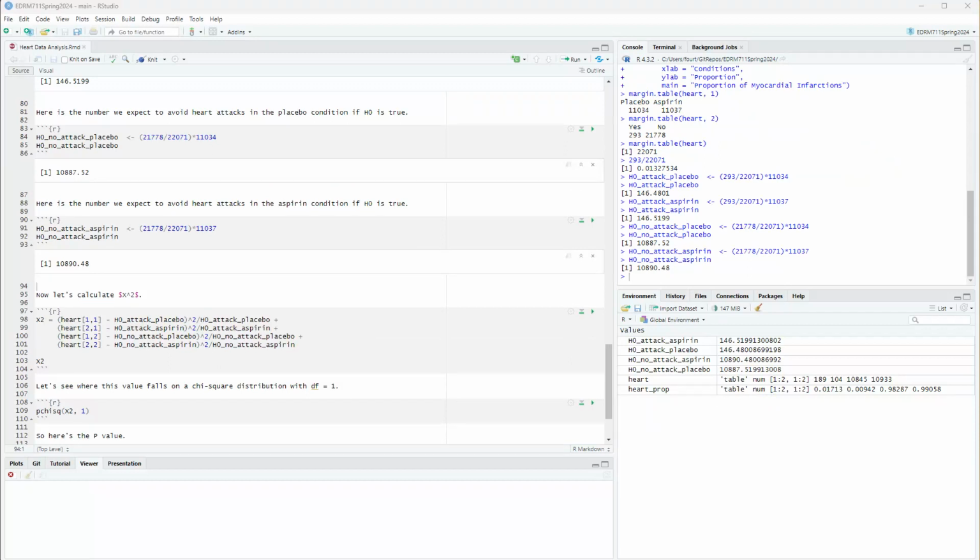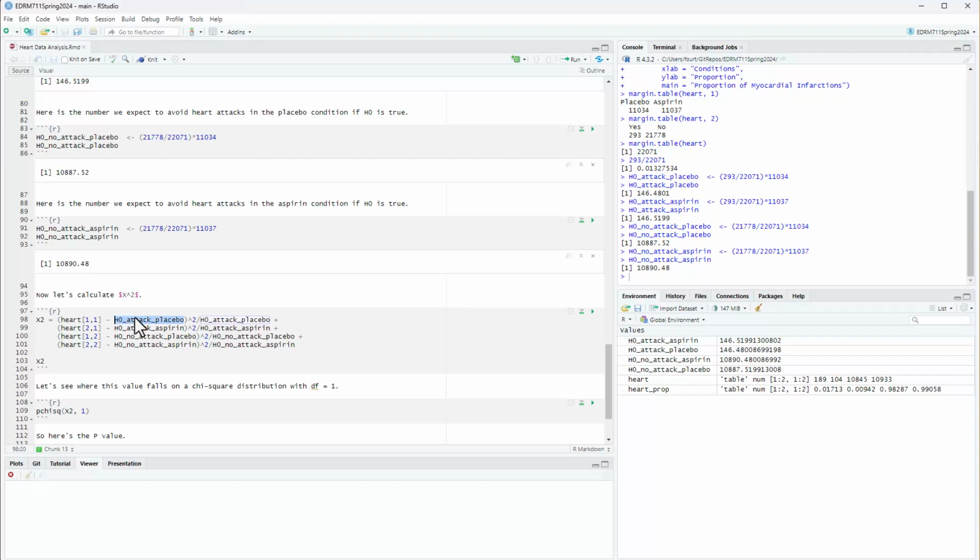So I now can calculate x squared, and look at how I'm doing it. I'm taking what I actually observed in a cell. I'm using the matrix notation here, so this is row 1, column 1. I'm taking what I actually observed in the heart attack condition for placebo, subtracting the expected value if the null hypothesis is true. Observed minus expected.